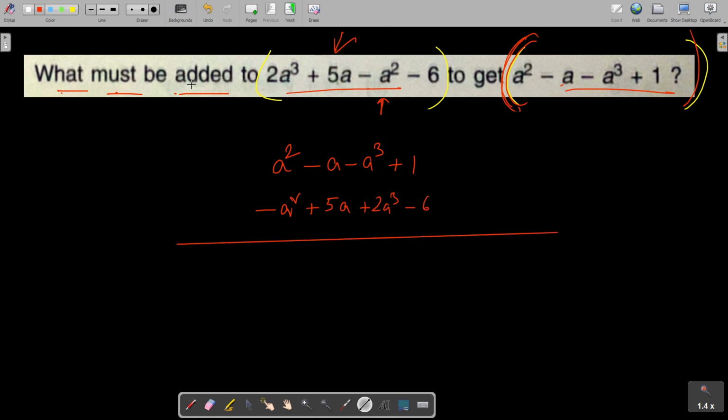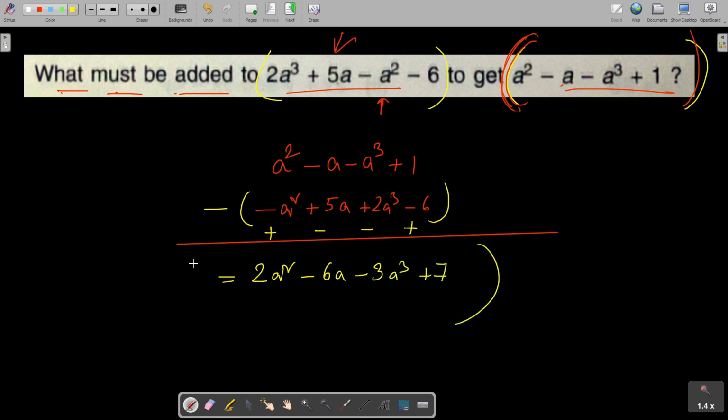Very easy. We need to subtract it. We'll use the negative sign. Signs will change. It will become plus, minus, minus, plus. Now simple addition. a square plus a square, 2a square, minus a minus 5a, minus 6a, minus a cube minus 2a cube, minus 3a cube, 1 plus 6, answer is 7. So this is how we're going to solve this question.